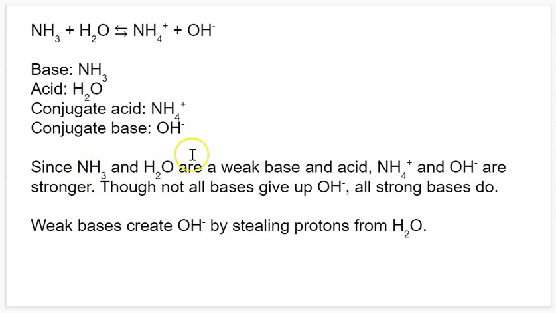Since NH3 and H2O are a weak base and an acid, we can assume that NH4 plus and OH minus are going to be stronger. Though not all bases give up OH minus, all strong bases do, as we saw in those early examples of sodium hydroxide, potassium hydroxide, etc. But weak bases can create hydroxide in solution, therefore making the solution itself basic by stealing protons from H2O, like we saw here. So even though there's no hydroxide associated with the ammonia, it created hydroxide in solution by stealing protons, hydrogen ions, from the water molecules.